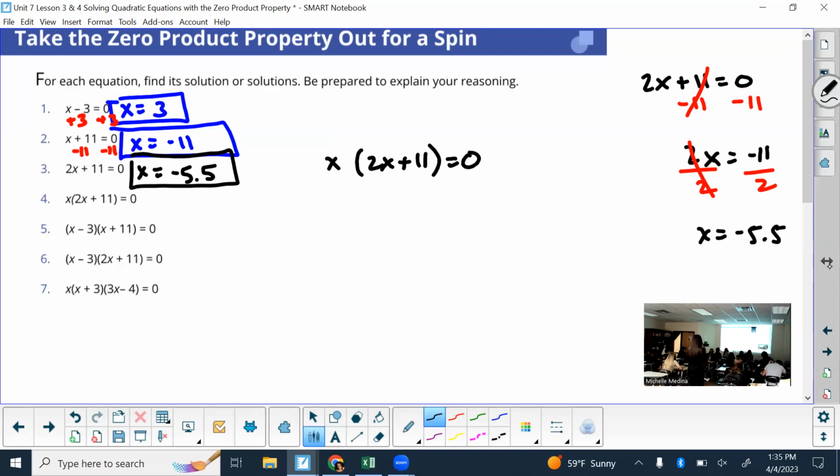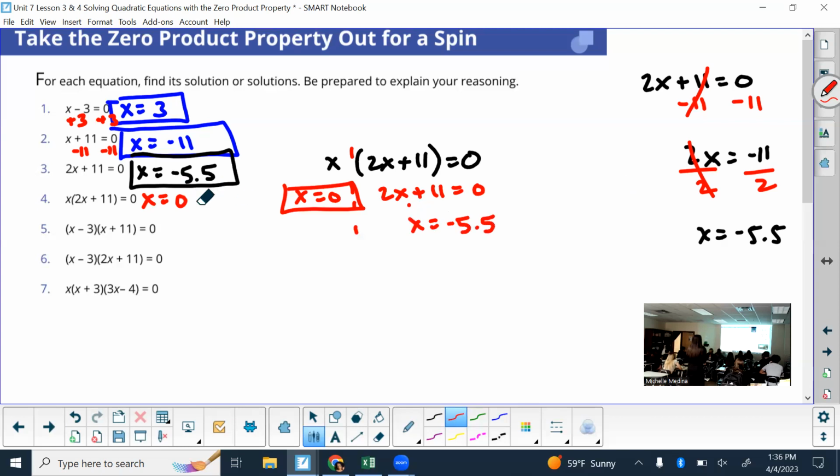Then what must be true? One of them must be 0. Like this could be 0, the x, so set each factor equal to 0. Good. Or this parentheses could equal 0. So this one's easy, the x is already alone there, so I know one of my answers will be 0. Over here, when you solve this, doesn't this one look familiar? Yeah, we just did it. X equals -5.5. So you should have had 2 answers for that one.